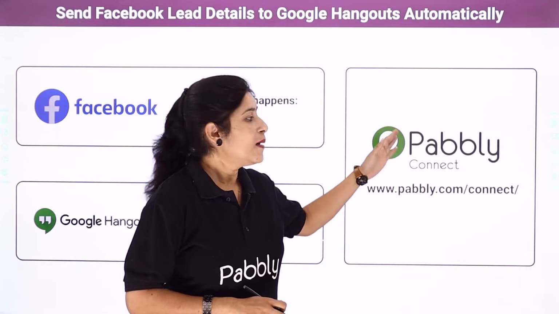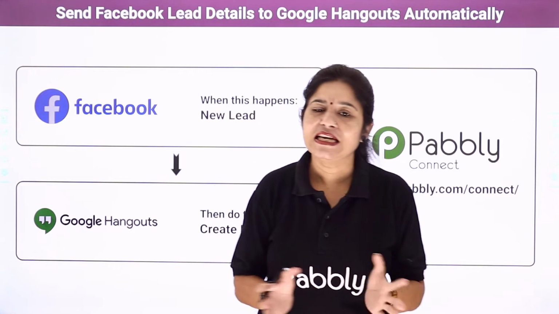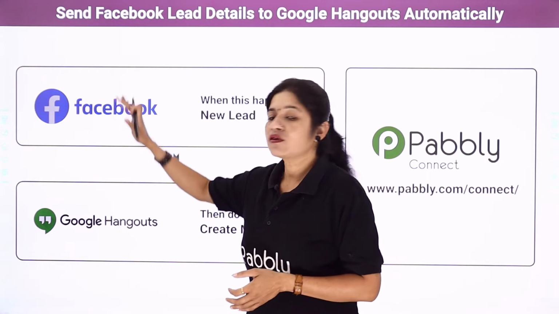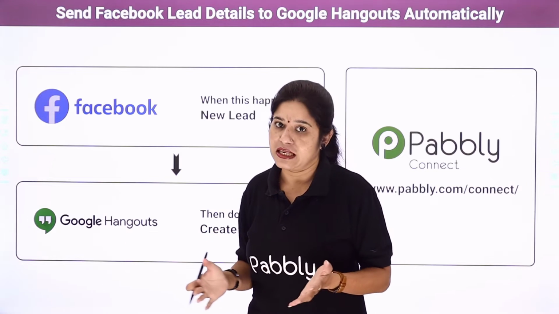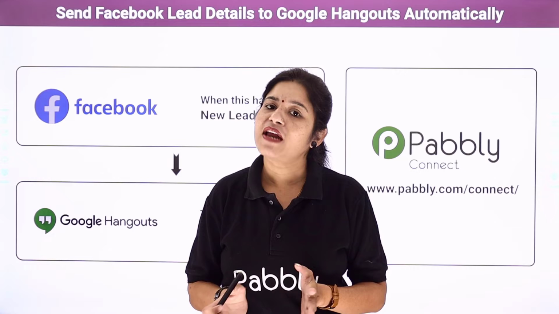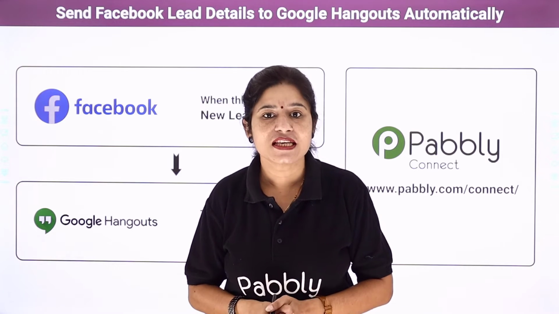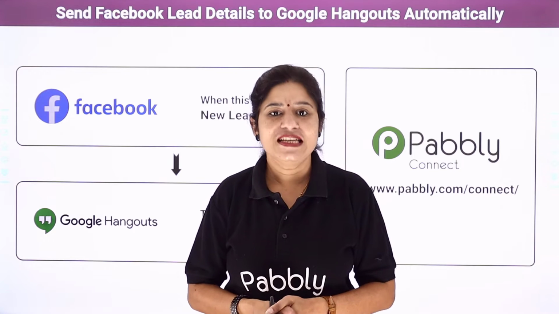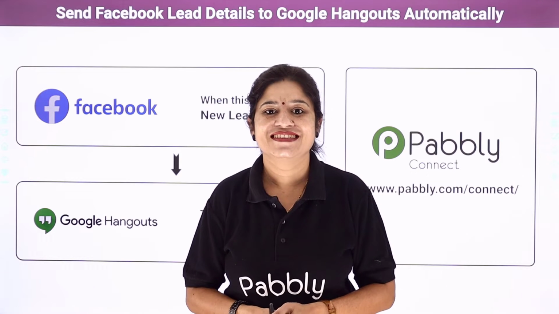So basically, Pabbly Connect is an automation and integration software which will help us in integrating Facebook with Google Hangouts automatically. The best part here is it doesn't require any coding skills or programming knowledge. Even a non-technical person can use this software application very easily. So let us learn the integration process now on my screen.